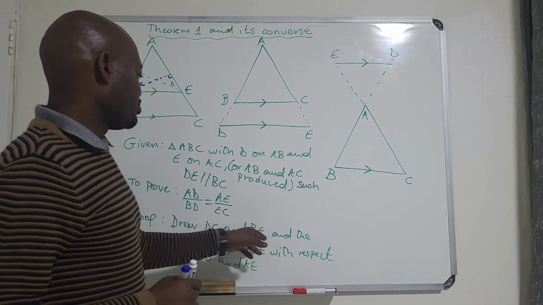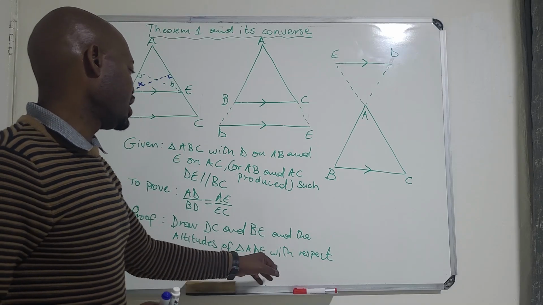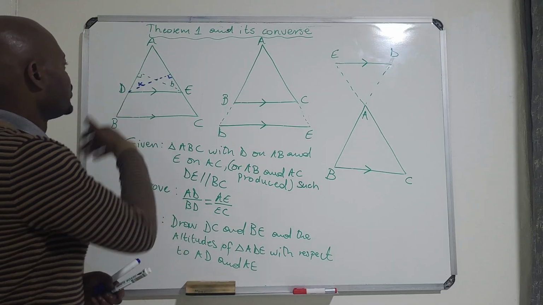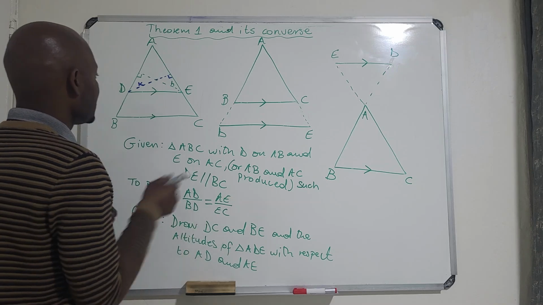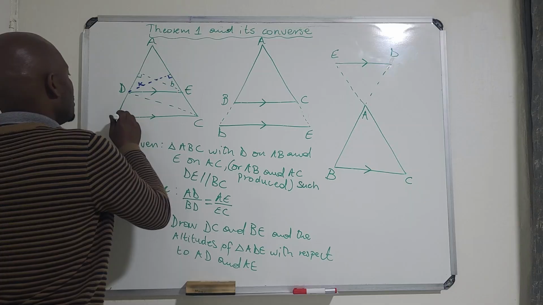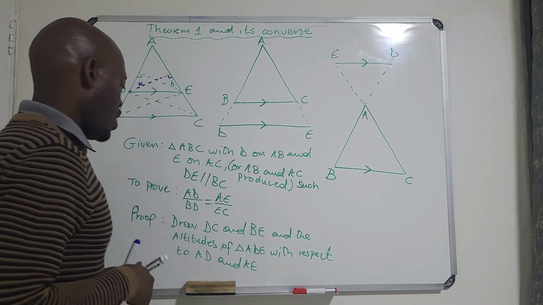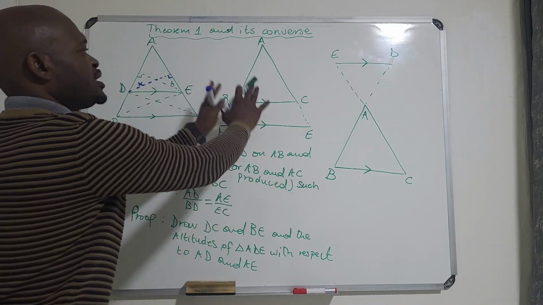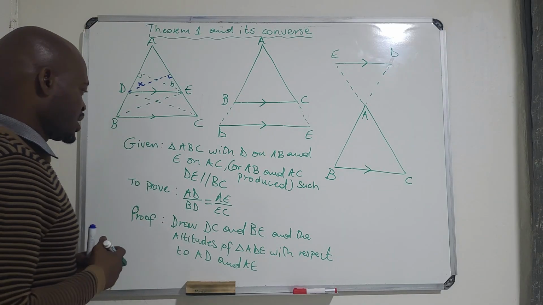Draw DC and BE on the altitude of triangle ADE with respect to AD and AE. We have drawn them. But we said we must draw DC. So we're drawing DC. We are also drawing BE in our proof. Now, the proof is going to be the same there and there, but we are still going to show you how possible that is.